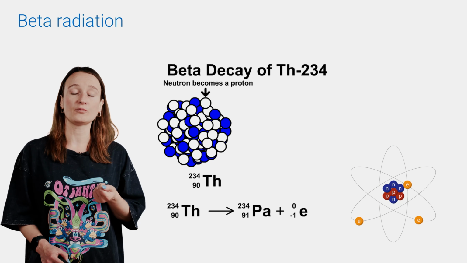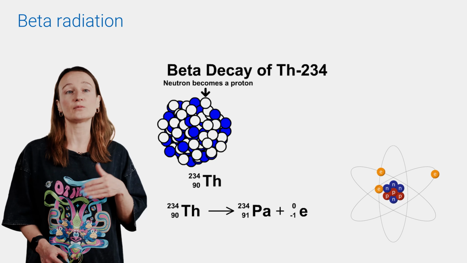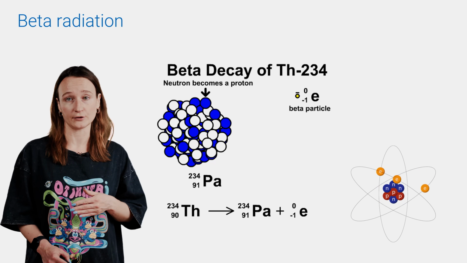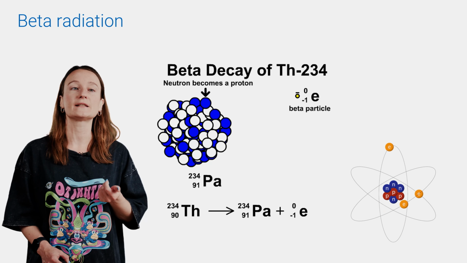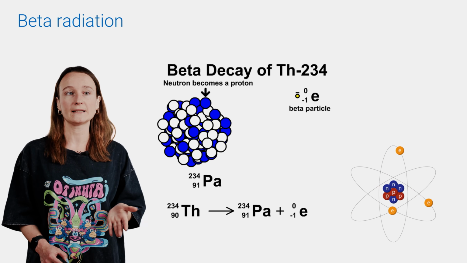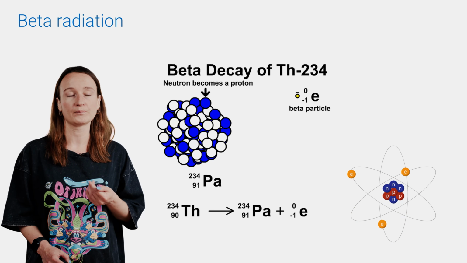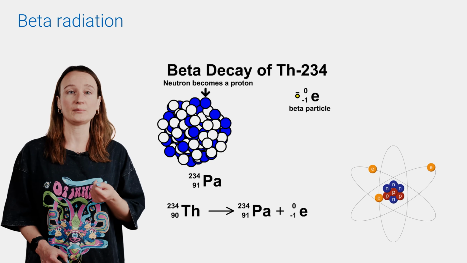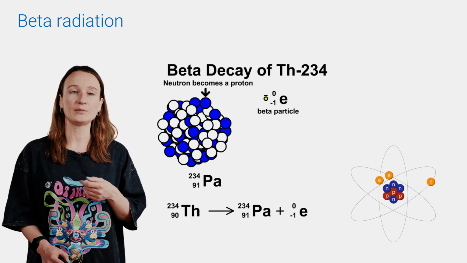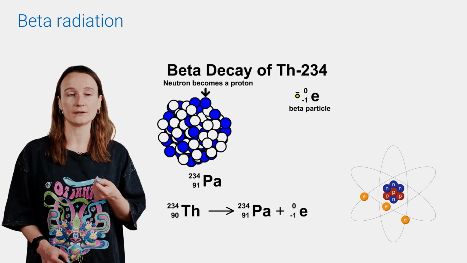And the energy of beta particles can fluctuate from 0 to some maximum value. The ionizing ability of beta particles is significantly lower than that of alpha particles. The degree of ionization depends on their speed. The lower the speed, the greater the ionization.